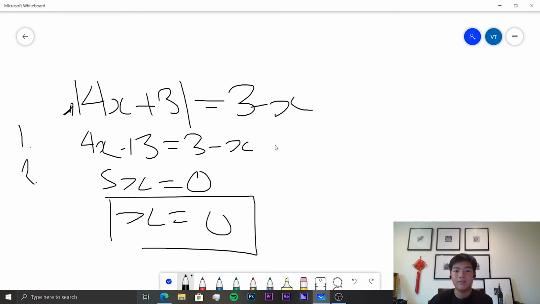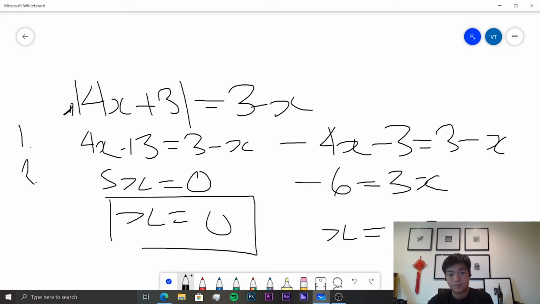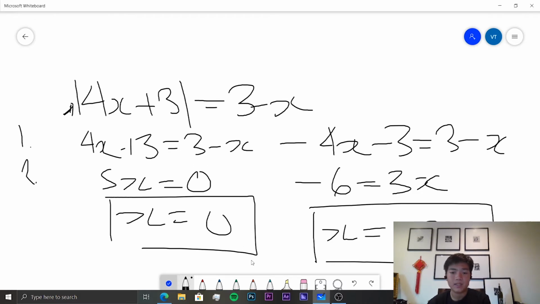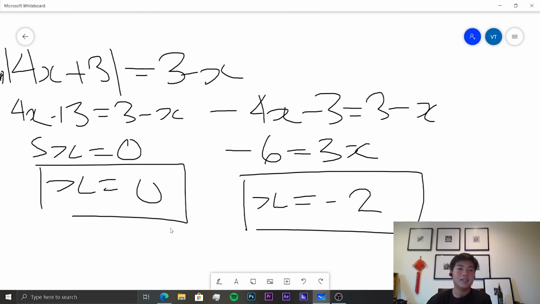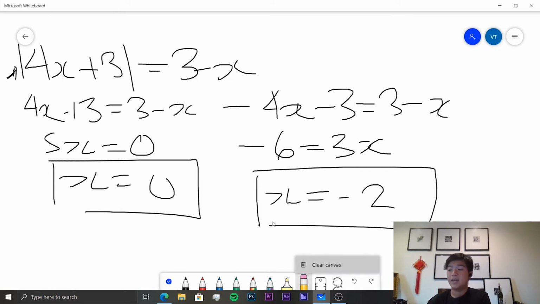For the case that this is negative, negative 4x minus 3 is equal to 3 minus x. We have negative 6 is equal to 3x, and x is equal to negative 2. I believe that should be correct, and I think both answers are valid. Anyways, yes, x equals 0 or x equals negative 2. Pretty simple.